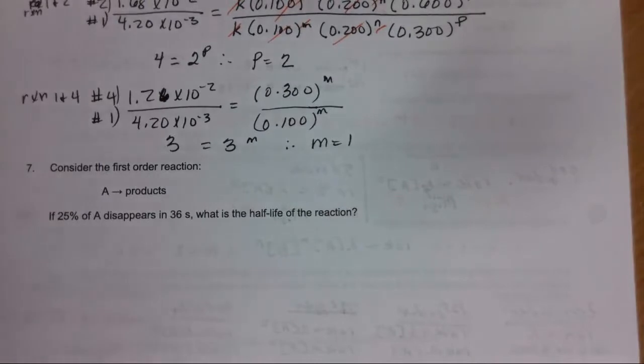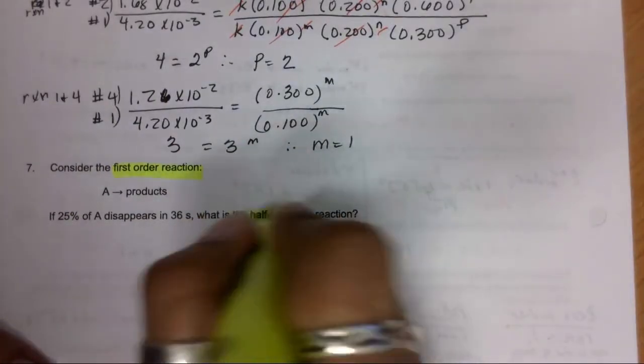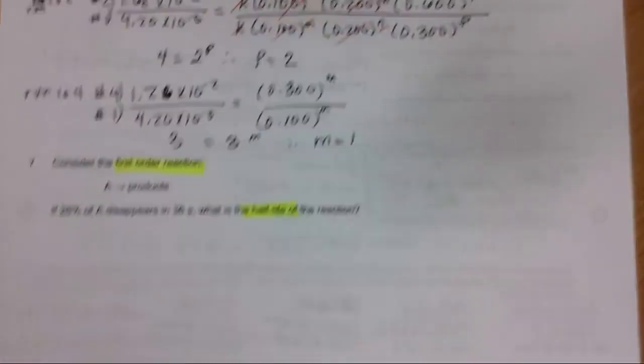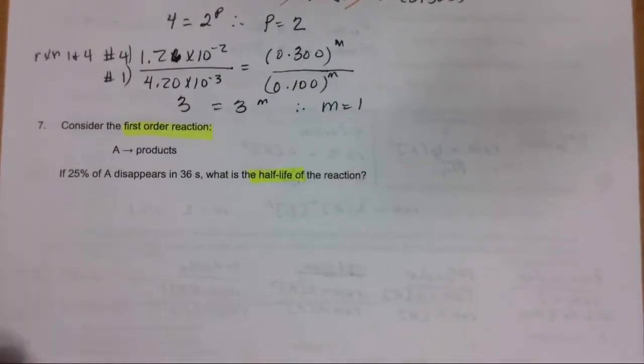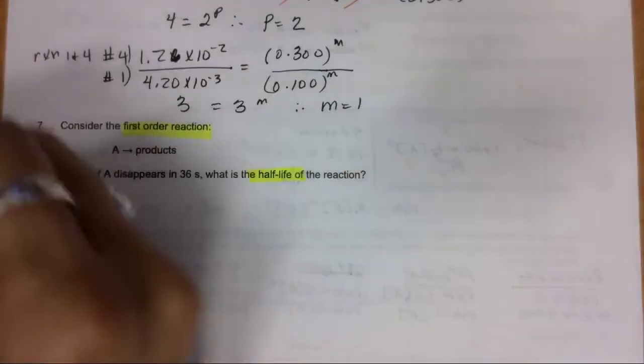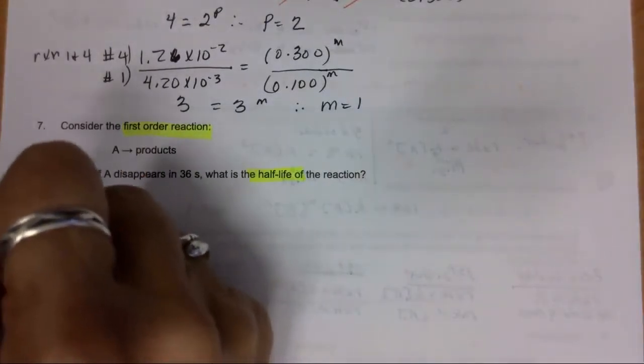Number 7, consider this first order reaction. Okay, so we're told some things that we need to pay attention to. This is a first order reaction, and then what do we want to know? We want to know the half-life of this reaction. Now I'm going to tell you right now, a mistake a lot of students are going to make is they're going to think they can do something by inspection on this, and they're going to be wrong. Because I'll tell you what the first answer is going to be on here. There'll definitely be an answer of 72 seconds.